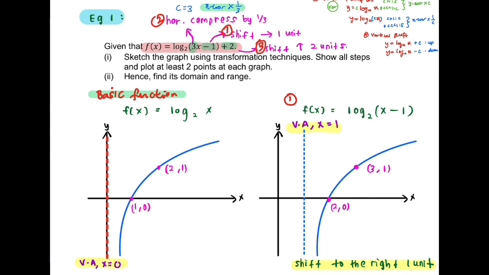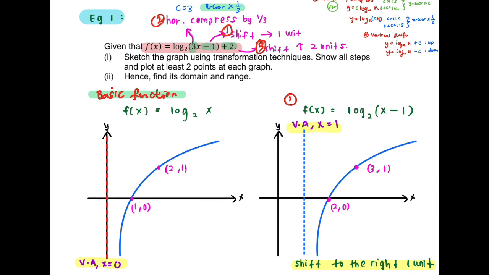The question asks you to use at least 2 points, so you are allowed to just use 2 points. Let's put the coordinate (1, 0), and then (2, 1). For the first transformation, we want to shift right by 1 unit. Therefore, let us shift the vertical asymptote first. This vertical asymptote is x equals 1, so just graph it here.